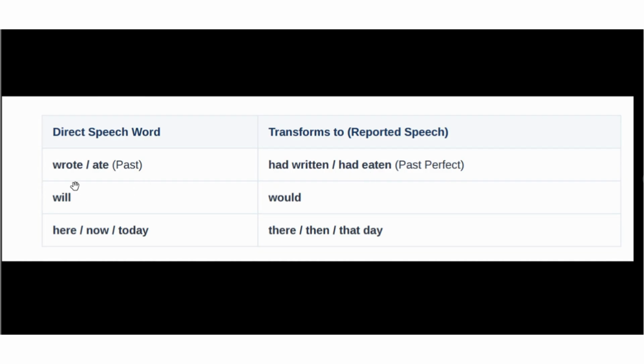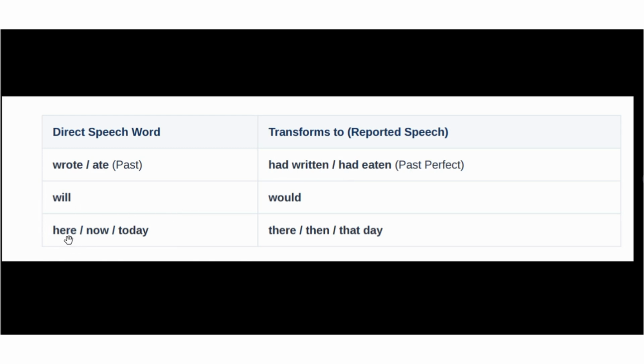Then will. Will becomes what? Will becomes would. I will do this. He would do that. Simple as that. So will becomes would. Because will, it is in the past, and when it is in the past, you convert it into a past perfect.